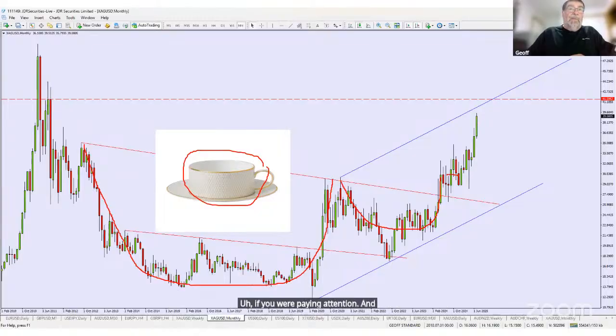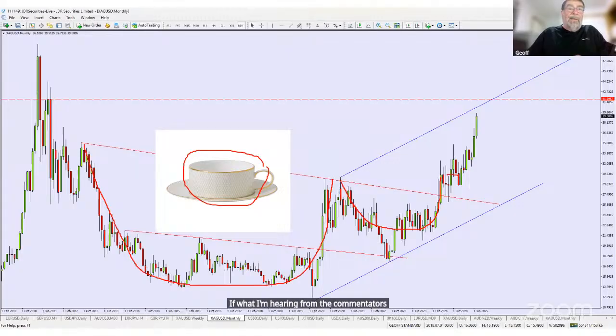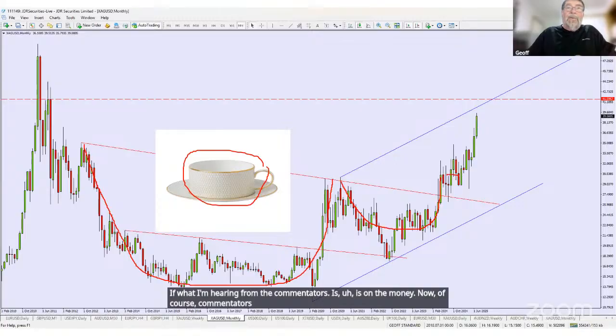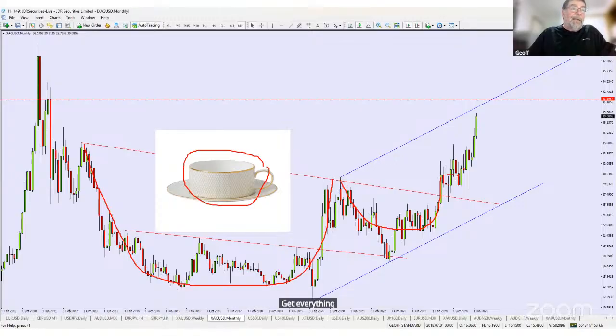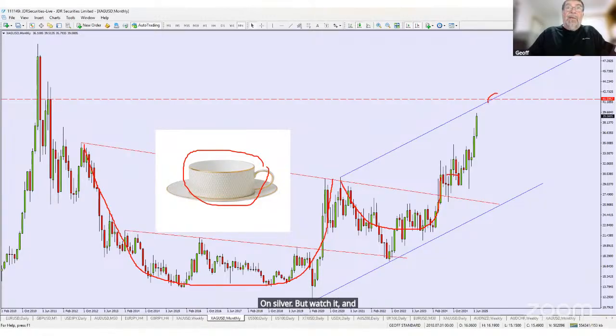And as I said before, silver could have a very, very good run here if what I'm hearing from the commentators is on the money. Now, of course, commentators don't often get everything exactly right, so that may well be off the boil, but under the guise of where there's smoke, there's fire, I'm more than willing to stay in the trades that I'm in on silver. But watch it and see what happens at this level here. In my humble opinion, that could well be worth your while.